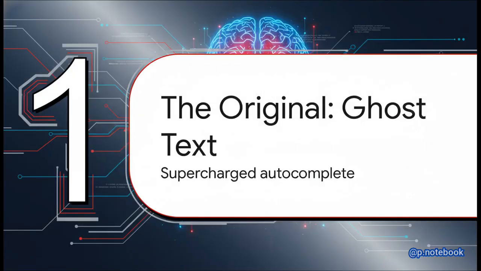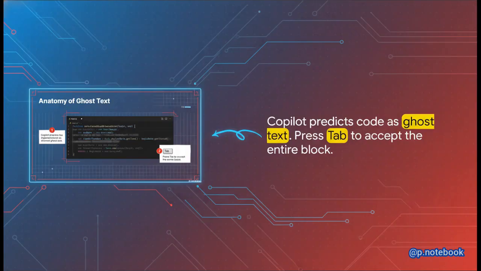So let's start with the foundation, the thing this is all built on. The original ghost text. The best way to think about this is like your classic autocomplete, but supercharged with a massive AI brain. It's autocomplete on steroids. So here's the basic play-by-play of how it works. As you start typing, say, a function, Copilot predicts the entire implementation and shows it to you as this kind of dimmed ghost text. And here's the magic. If that's exactly what you wanted, you just hit the tab key one time and poof, the whole block just materializes in your file. It's simple, it's fast, and it is incredibly efficient.